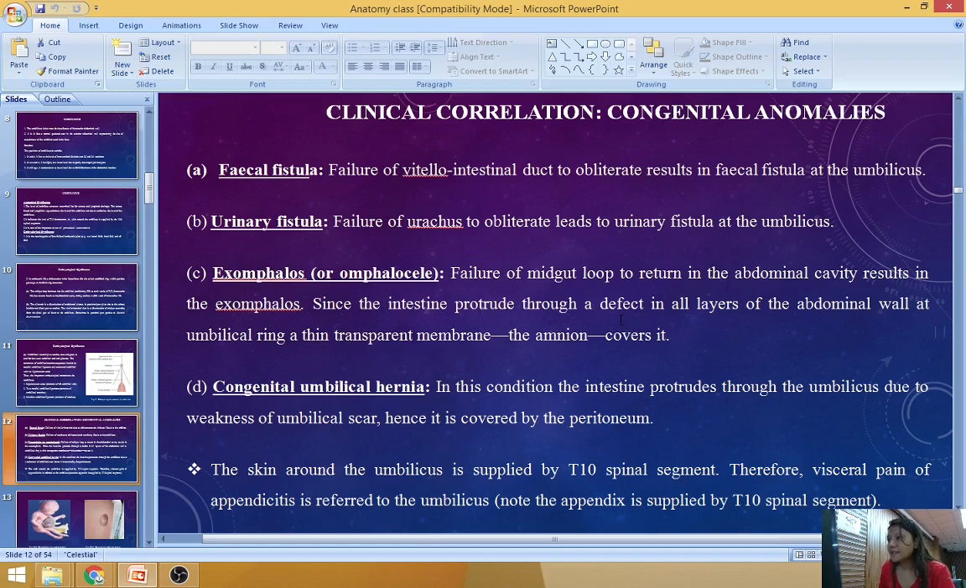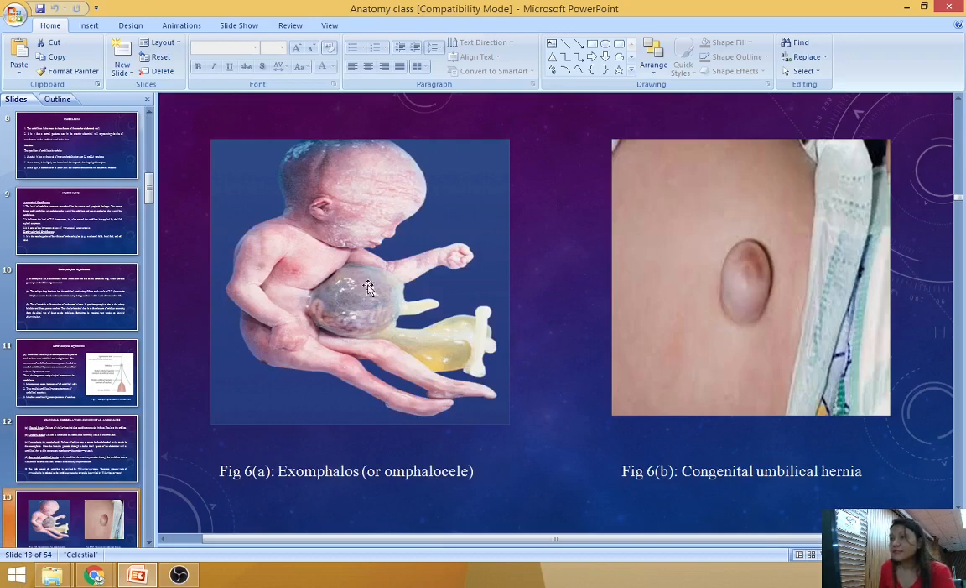Since the intestine protrudes through the defect in all the layers of the abdomen, at the umbilical ring, a thin transparent membrane, the amnion, covers it. So you can see here. You can see the picture, right, everyone? Kindly respond. Yes, ma'am. All this loop, you have seen inside this intestinal loop. All the intestinal loop has come out through the umbilicus, and this thin membrane covering it is the amnion.